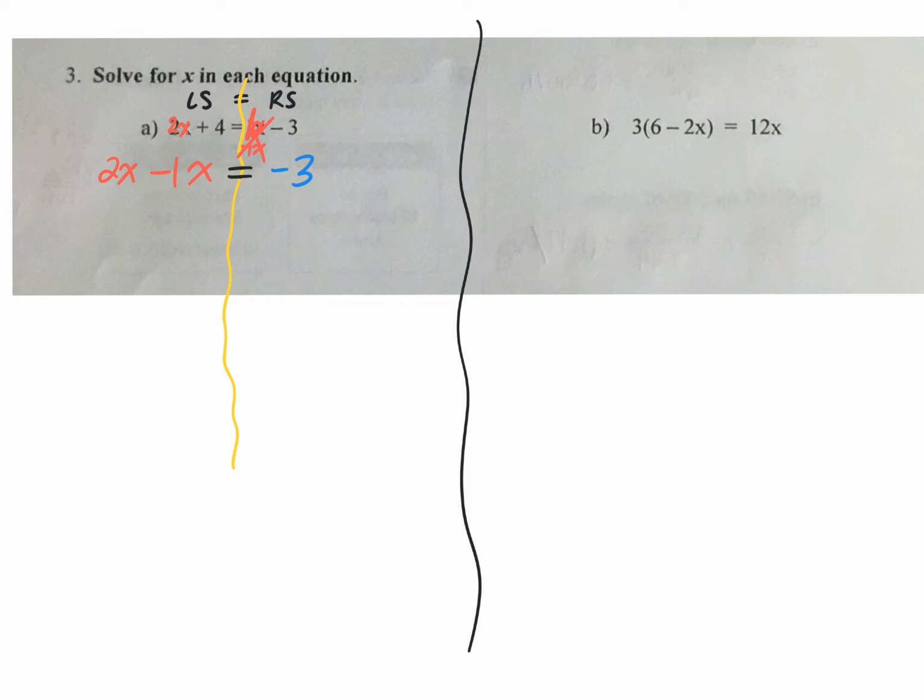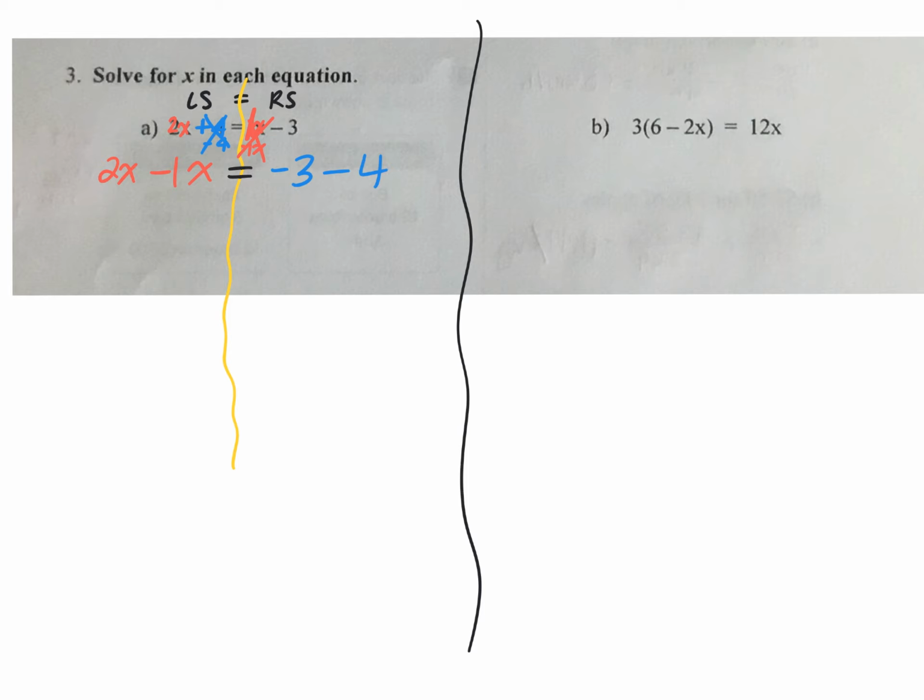And on the left side, I have this positive 4. So how do I get rid of that? What's the opposite of plus 4? Take away 4. Does that get rid of it? Yeah. What do you do? Whatever you do to one side, you have to do to the other side. So what do I have to do to the right side? If I took 4 away from the left side, what do I need to do to the right side? There you go. Are we done?